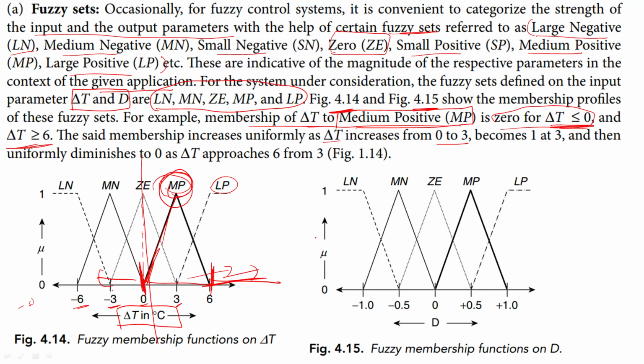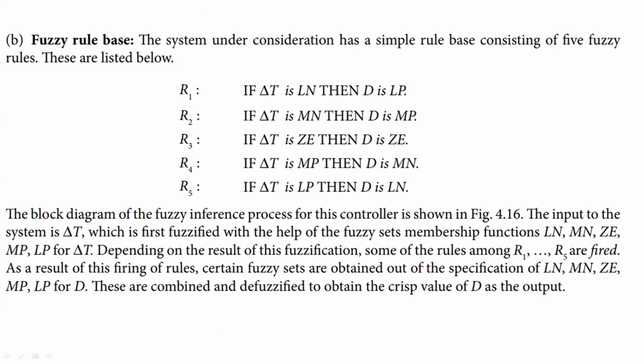So this is the basic idea, and the same applies for D also here. You can see from here till here, 0 to 1, medium positive is there. But when the value is negative, medium positive is not applicable for negative values. The same thing.